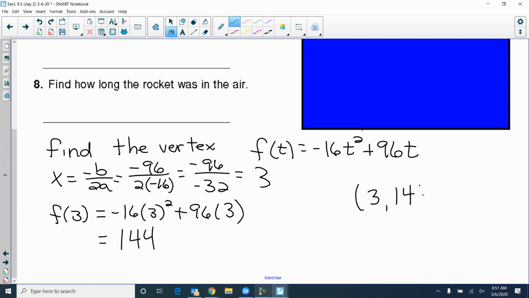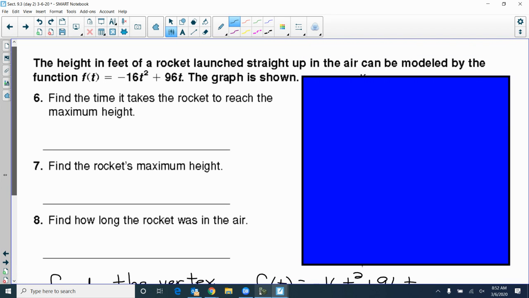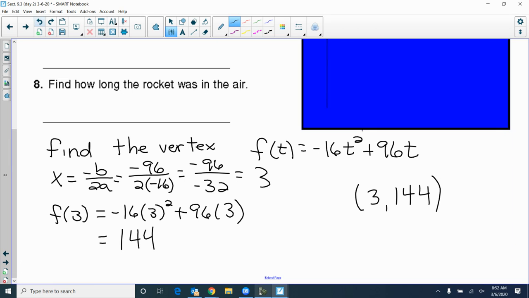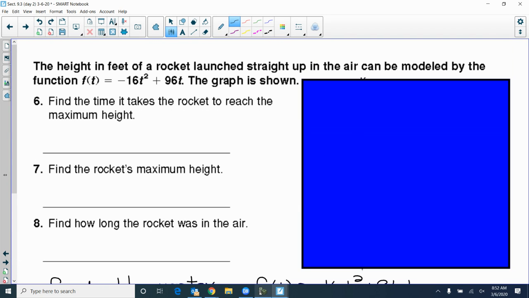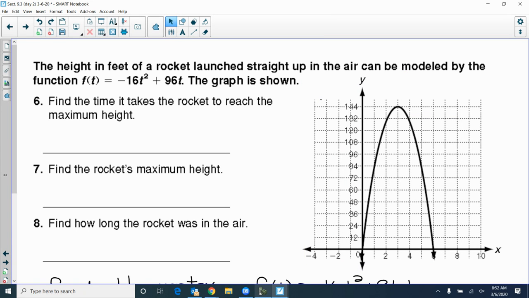So I got the point 3, 144. That is our what? That is our vertex. All right, so go to your graph over here. Put at 3 the axis of symmetry. Now I know you don't have your graph on there. And go up to 144. Put a dot.